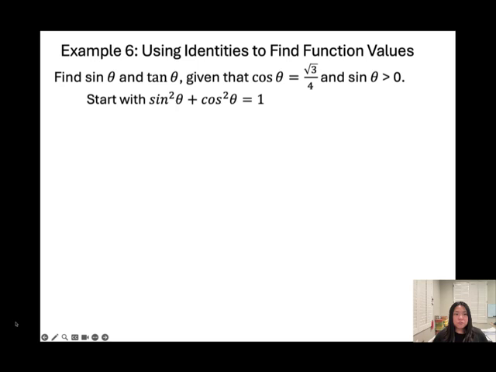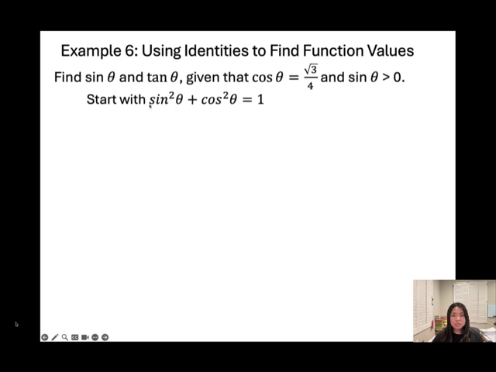Example 6. Find sine theta and tangent theta, given that cosine theta equal to square root 3 over 4 and sine theta greater than 0. So we want to find sine and tangent, and they only gave the cosine, and also sine theta is greater than 0. So theta will be in quadrant 1 or quadrant 2.